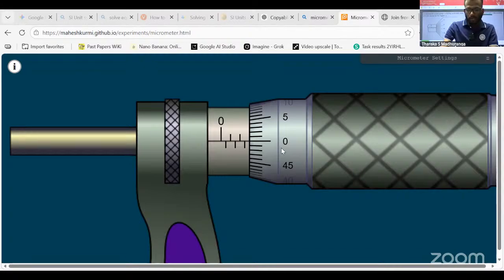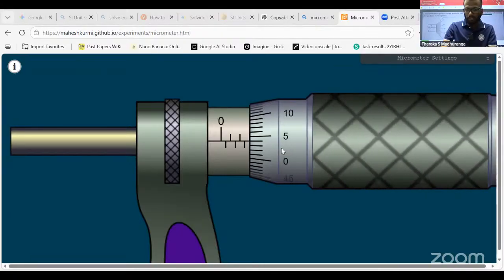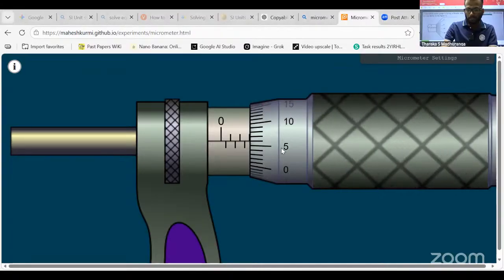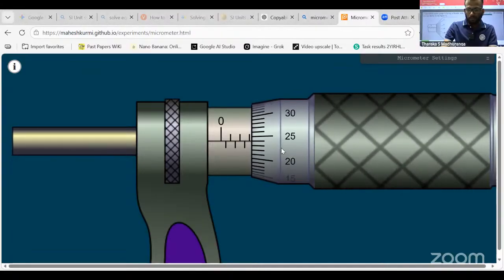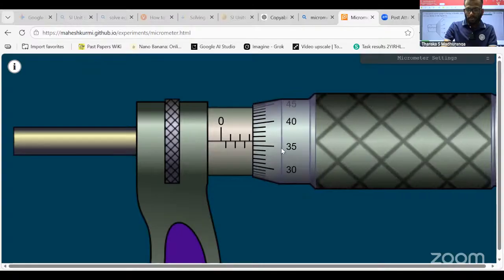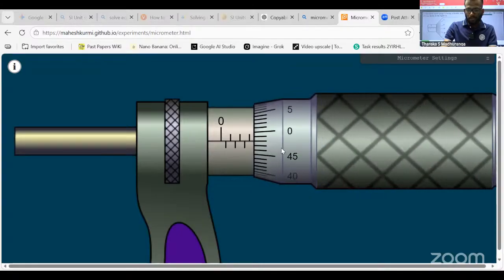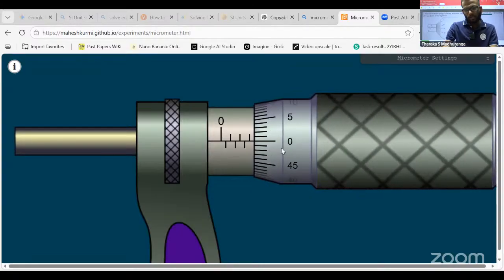Now I'm going to rotate one revolution. See, one revolution. One revolution means the zero mark coincides again. Now you can see the distance the circular scale moves along the linear scale is the pitch. Okay, that's the meaning of pitch.